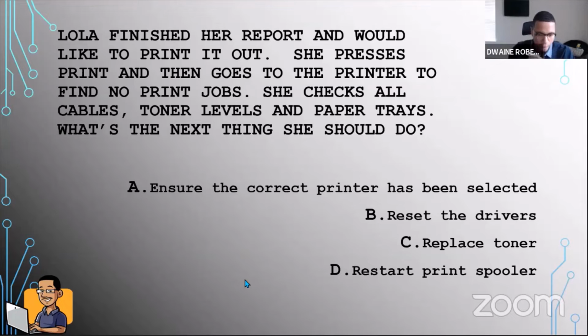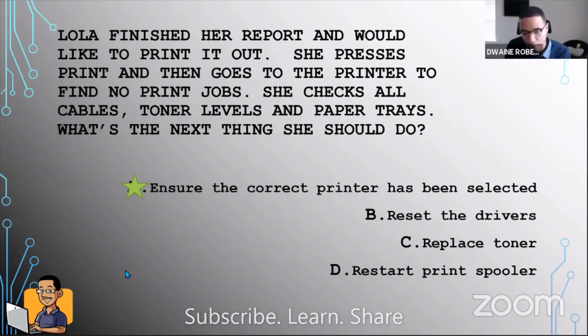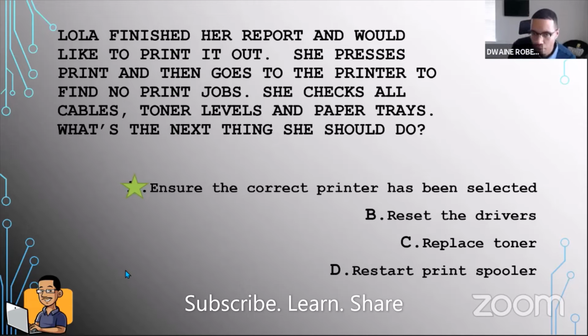Hopefully you picked A. So she has to ensure the correct printer has been selected, because it could have paper, it could have toner, cables could be cool, everything can be all right. But if you're printing to the wrong printer, it's not going to come out of the printer you wanted it to. Antoinette, it's on you.